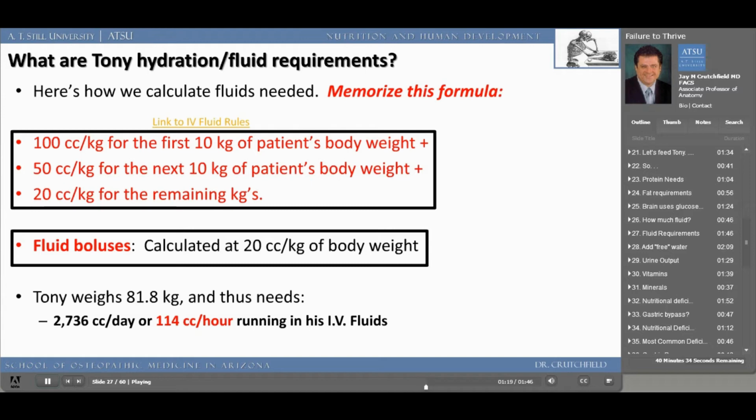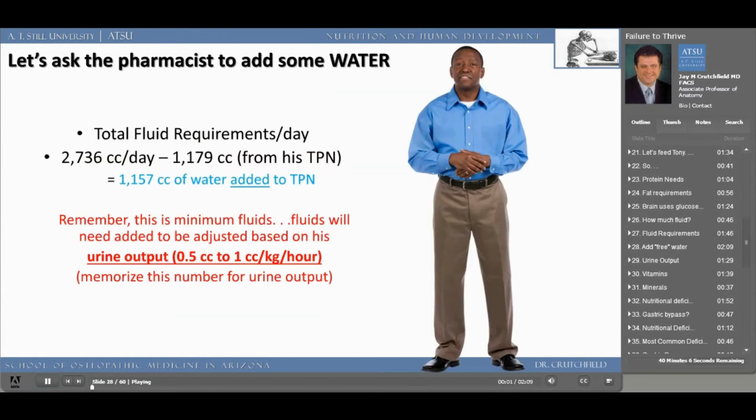So Tony weighs 81.8 kilograms. He's going to need, for this entire day, 2,700 cc's of fluid. Or, if we just hang an IV, he's going to need an IV at 114 cc's an hour. But we already have given him some of this fluid as part of his nutrition. Total, he needs 2,700 cc's a day. Remember that number. So now we're faced with having to calculate how much free water we're going to give Tony in his nutrition.